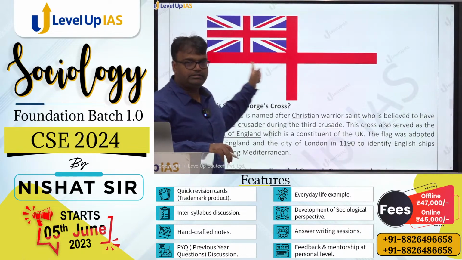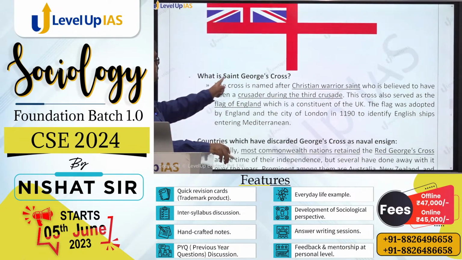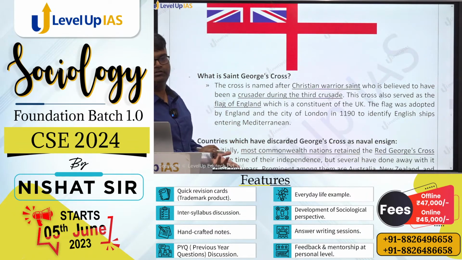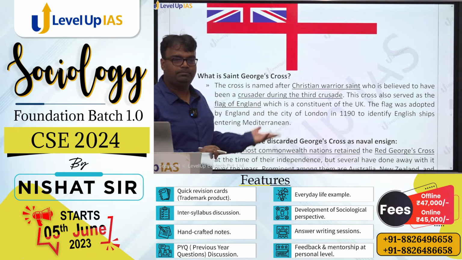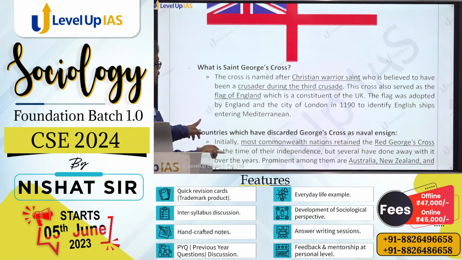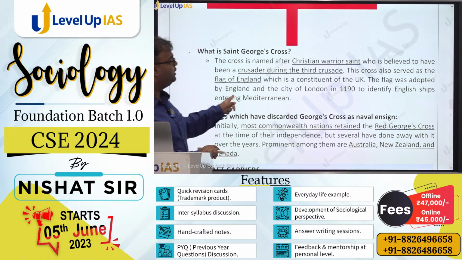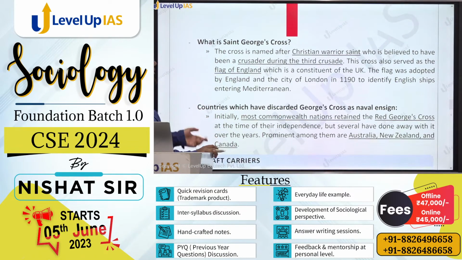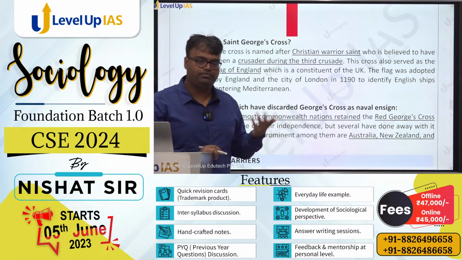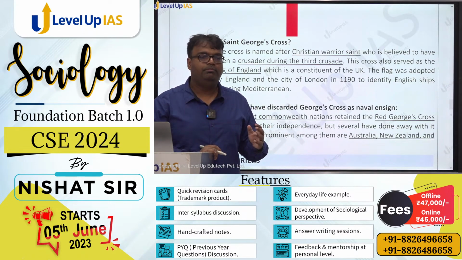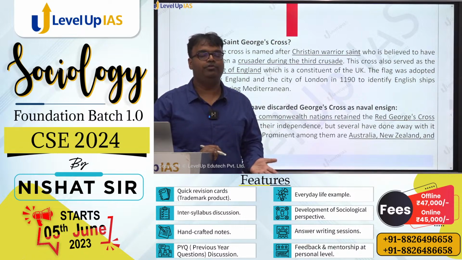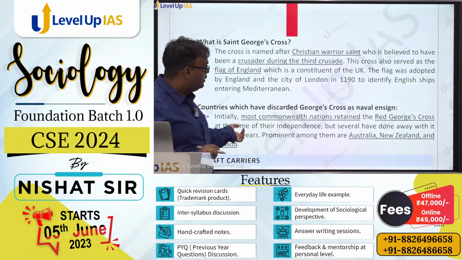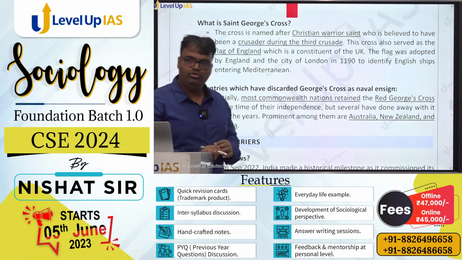ये क्रॉस जो है सेंट जॉर्ज क्रॉस, तो who was Saint George and why this cross there? Saint George was a Christian warrior saint. वो crusades हुए थे ना, उसमें he had participated. The flag was adopted by England and the city of London in 1190 to identify the English ships entering the Mediterranean. But over the years, India में भी ये because Britishers had introduced it, this had continued. But India has removed it. ऐसे ही a number of previous British colonies have removed it from their flags. For example, Australia, New Zealand, Canada, they've also done away with this.